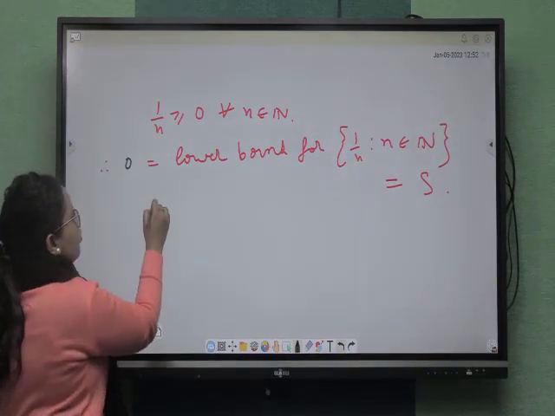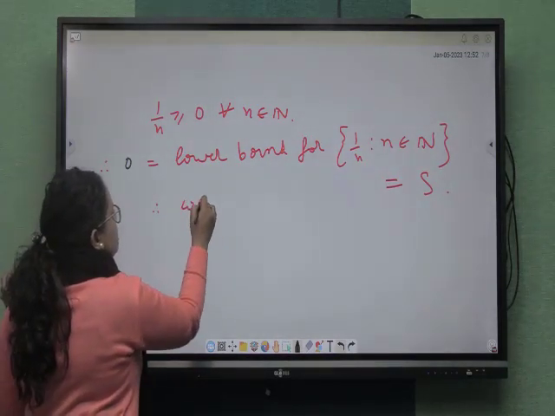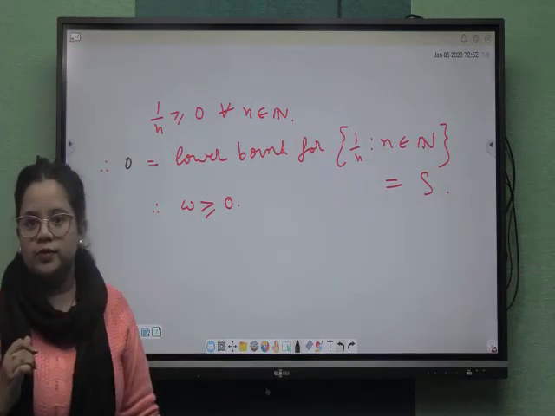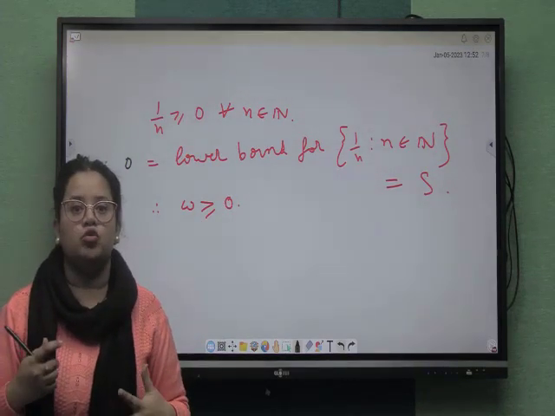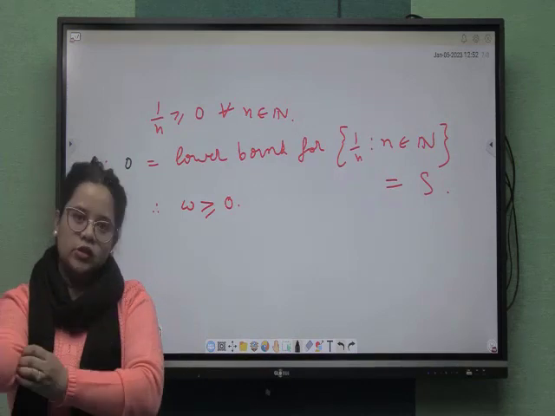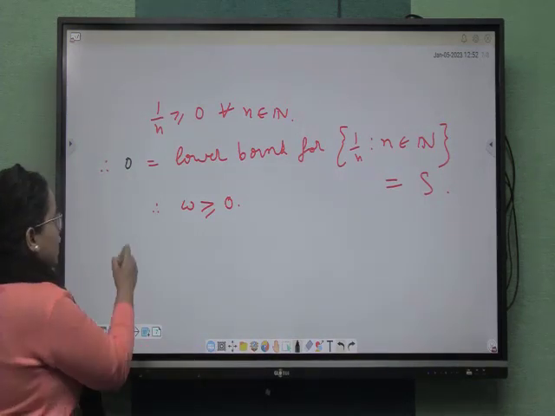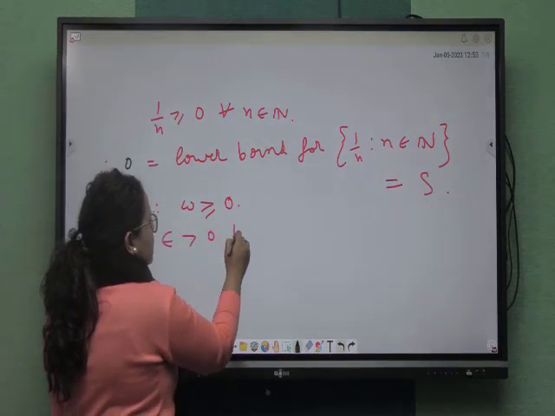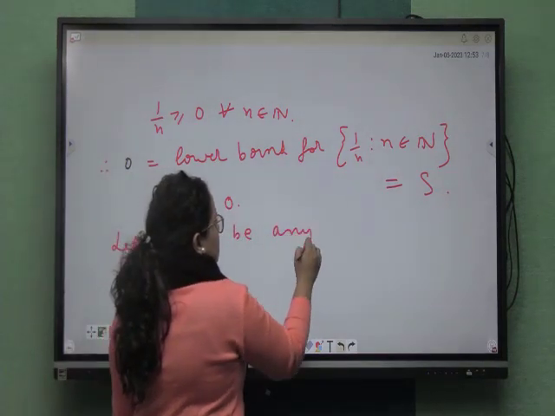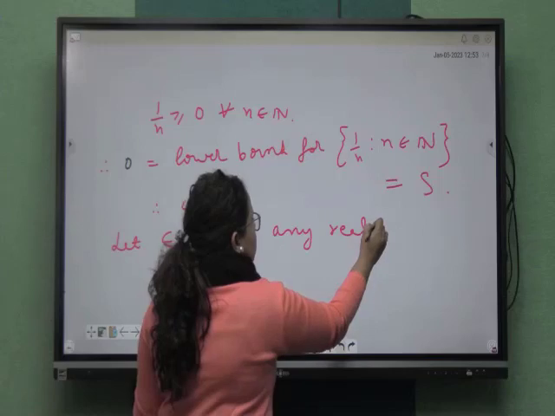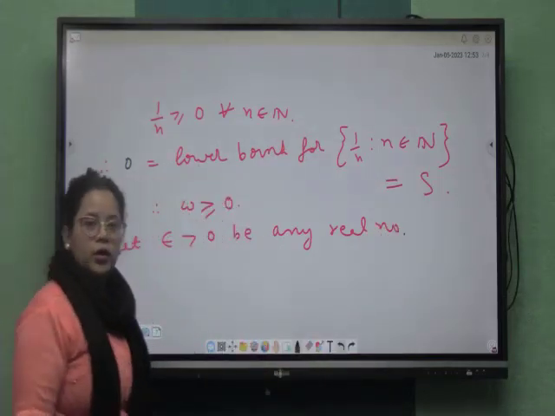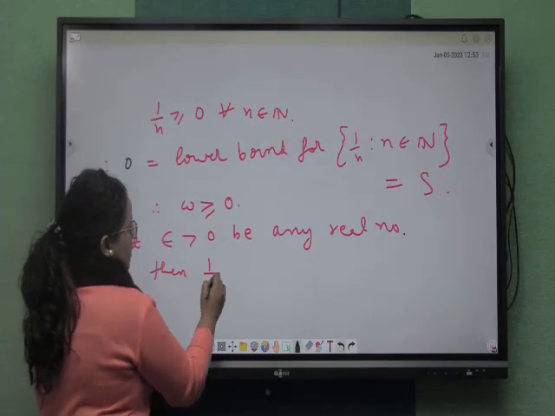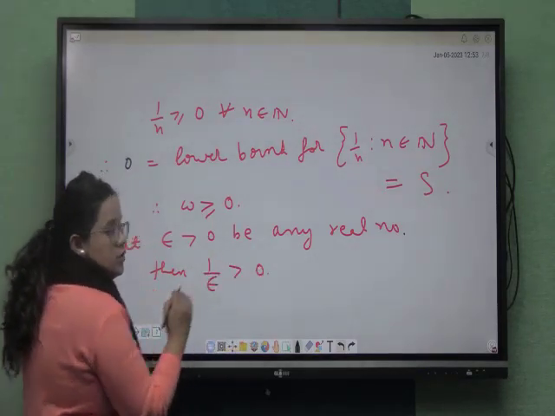So what do we get from this? Therefore W is greater than or equal to 0. Okay. Now my target is to show that W is precisely 0 only. For that, let epsilon greater than 0 be any real number. Then 1 by epsilon is also positive.